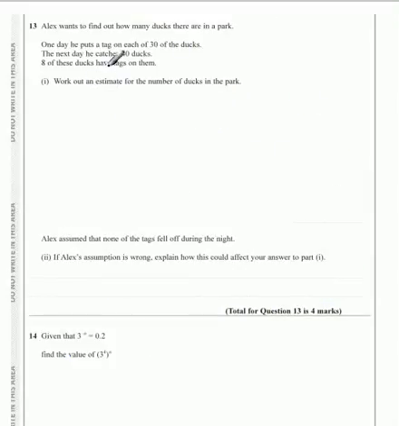This question is to do with capture and recapture. So Alex is catching some ducks. On the first day, he puts 30 tags on out of the total number of ducks, let's say X. So that is on the first day. On the second day, he catches 40 and 8 of them have tags on.